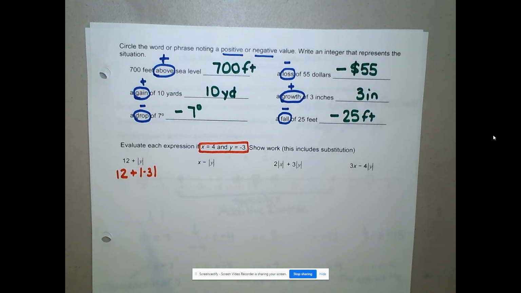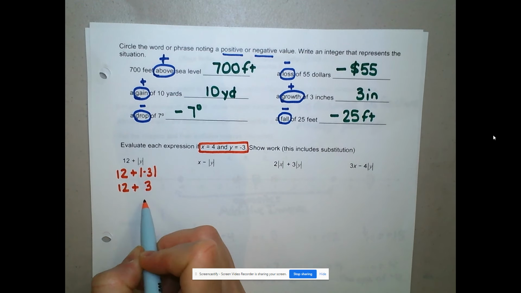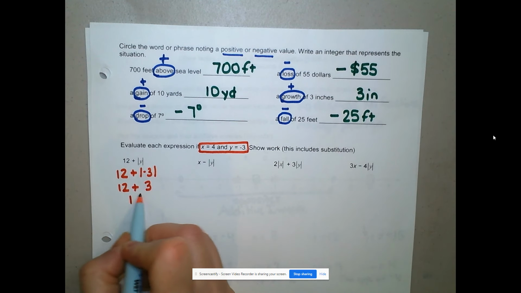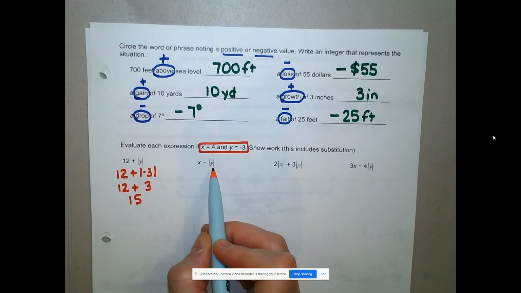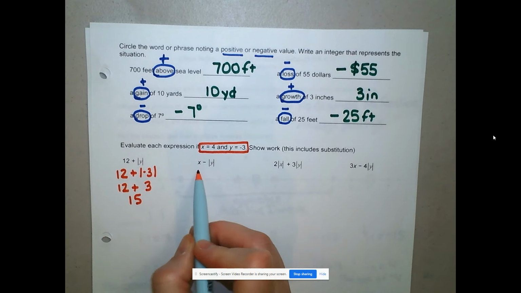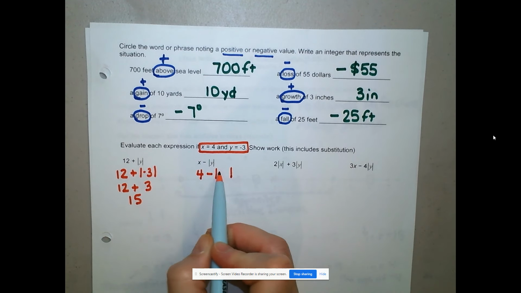Now, absolute value works a lot like parentheses. So the absolute value of negative 3 is 3. Haven't used the 12 plus yet, so I copy it down, still have everything there. And then 12 plus 3 is 15. On the next one, x minus the absolute value of y, I've got to look back up here again and say, well, x is worth 4, minus the absolute value, and y is worth negative 3.